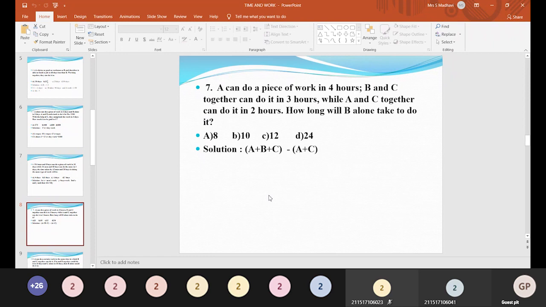So here B alone can do it in 12 hours. Option C is the right answer.